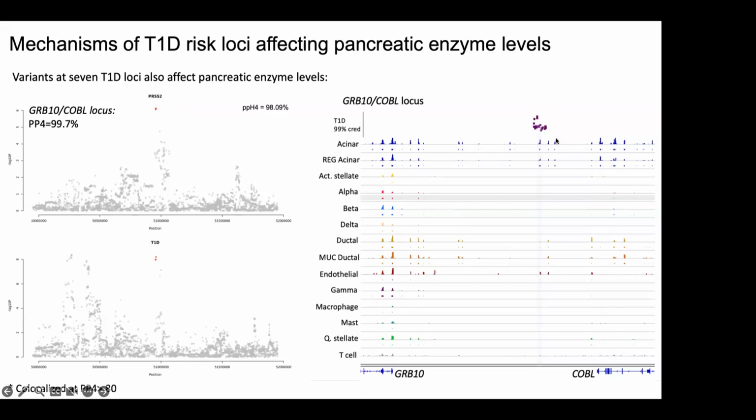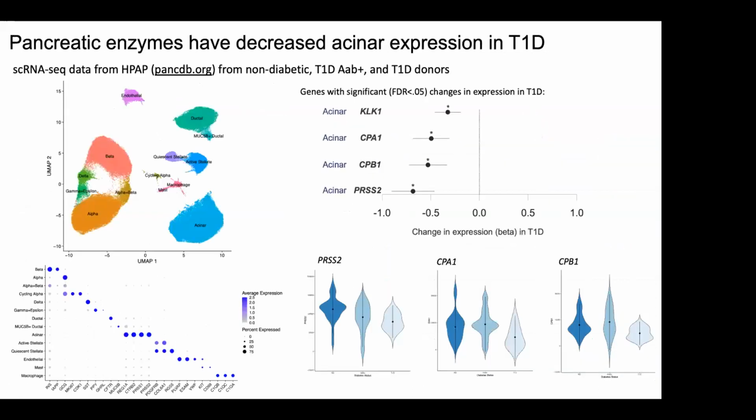And then if you look at the variants associated with type 1 diabetes here, it's kind of hard to see, but these map in regulatory elements active in acinar cells. And so therefore they're likely modulating trypsin levels by affecting acinar regulation. So this gives us some insight into how this locus is functioning.